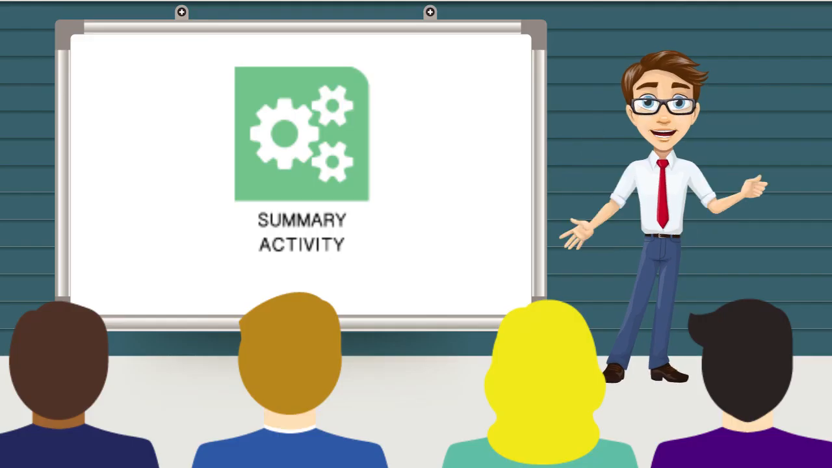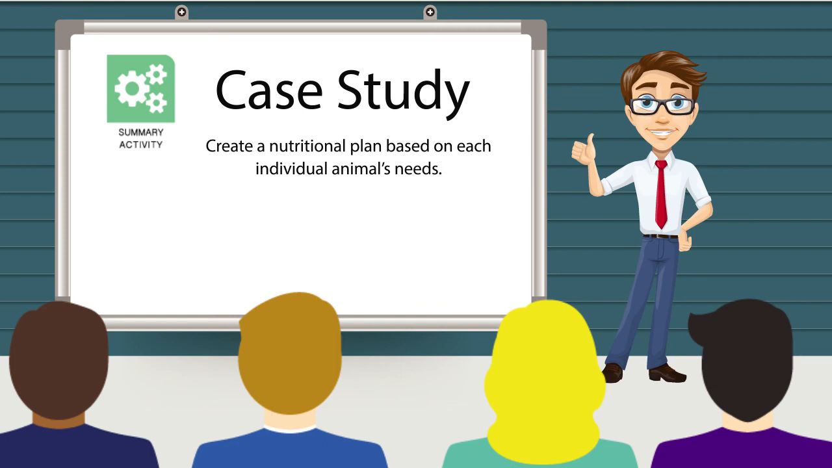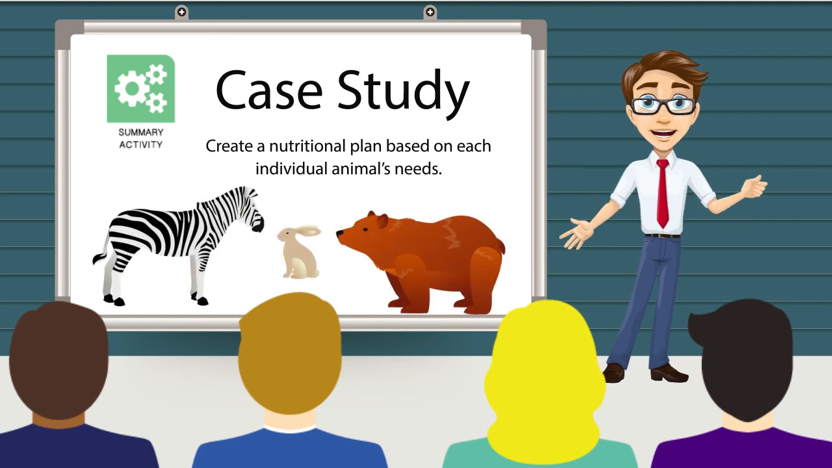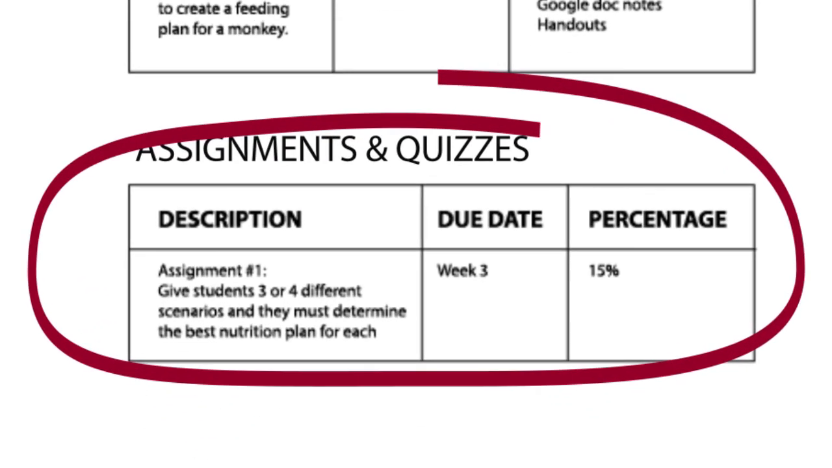For example, Sam gives his students a case study scenario. He asks them to create a nutritional plan based on each individual animal's needs. This is very similar to the actual graded evaluation, where Sam will give his students 3 or 4 different scenarios, and each student must determine the best nutrition plan for each scenario during the graded evaluation.